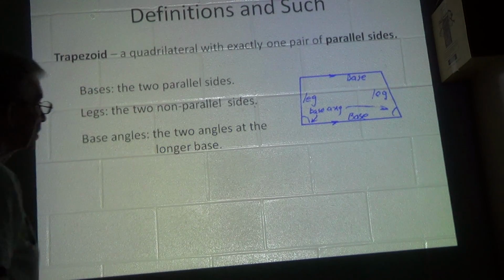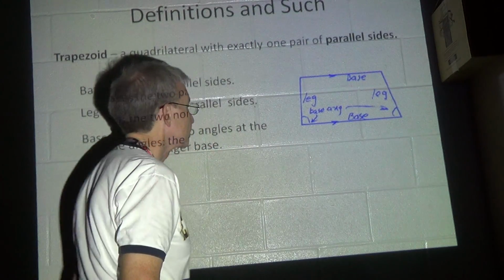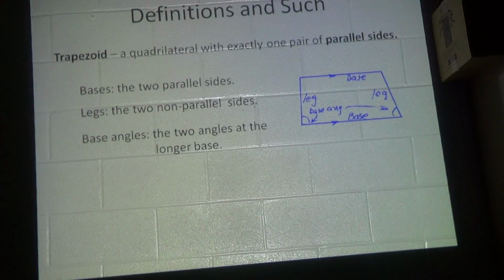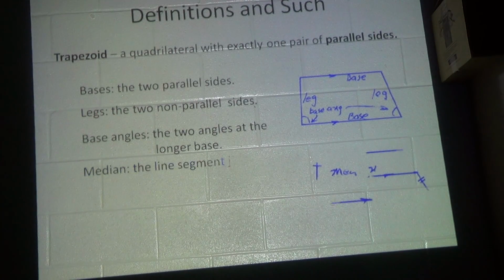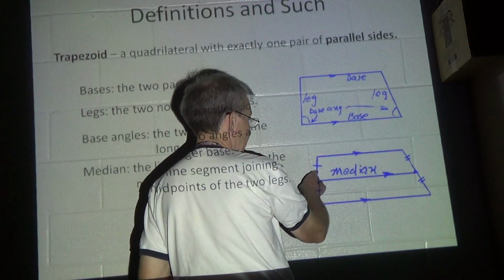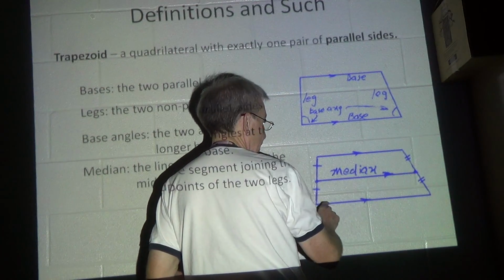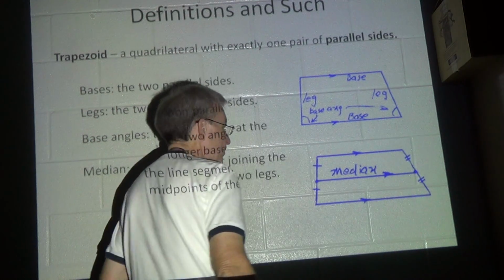Base angles are the two angles at the longer base. Okay, so these two angles here are base angles. The median is the line segment that joins the midpoints of the two legs. So if I take the midpoint of this side right here and connect it to the midpoint of this side right here, that will be the median.